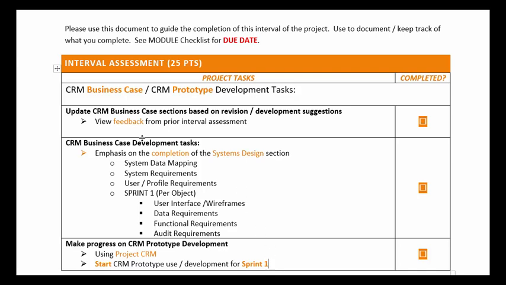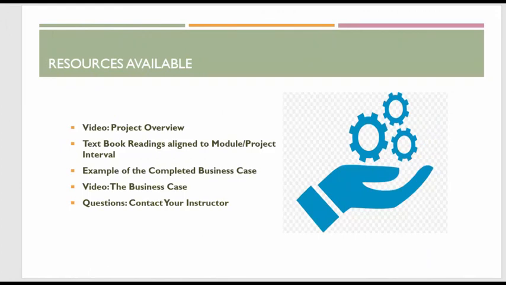As a reminder, also view your feedback from the last interval assessment and make sure that you are making updates to your project and getting any revisions submitted for past project intervals and also for your final project. There are resources available to you to help you with this project interval. There's the project overview video, which provides you details about the project. There's textbook readings that have been assigned for the module which align to this project interval. There's the example of the completed business case that you can utilize as a guide. There's also a video of the business case that details information about each of the sections of the business case you are being asked to complete. And you can always contact your instructor.